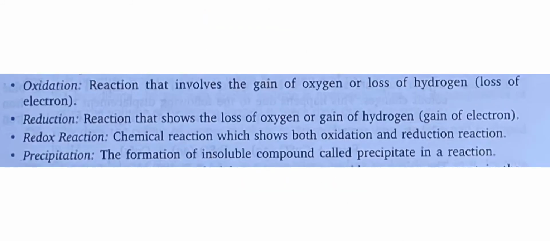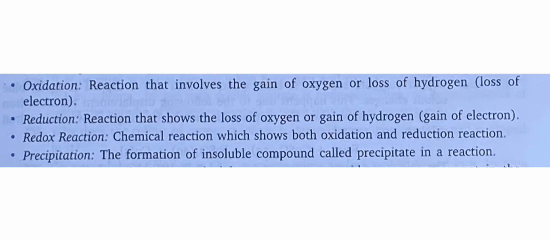Now let us revise the types of reactions we studied. Oxidation reaction. The reaction that involves the gain of oxygen or loss of hydrogen is called oxidation reaction. Next is reduction reaction. The reaction that shows the loss of oxygen or gain of hydrogen is called reduction reaction. Redox reactions, they are the chemical reactions which show both oxidation as well as reduction reaction.